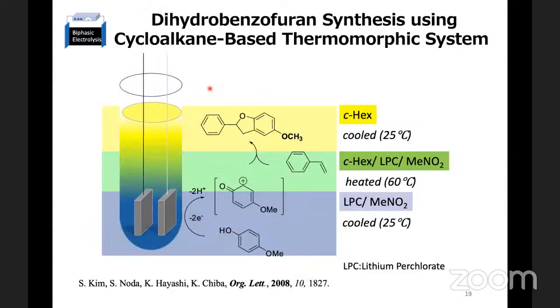Using this reaction apparatus, para-methoxyphenol, which has a relatively high polarity, was dissolved in the lower layer, and styrene in the upper layer. When the system was electrolyzed, the desired dihydrobenzofuran derivative was successfully obtained with high efficiency. The electrolyte solution used in this study was a lithium perchlorate nitromethane solution, and the upper layer was cyclohexane.